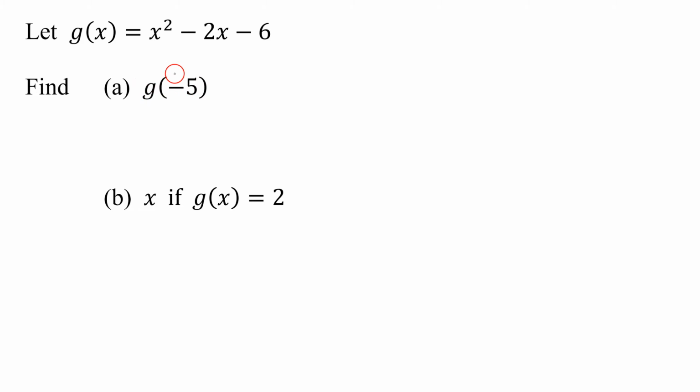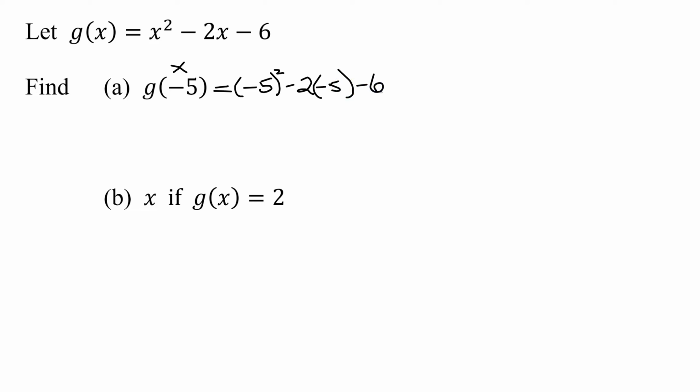Well, what does this mean? Notice the negative 5 is taking the place of x. So all this is asking us to do is evaluate g of x when x equals negative 5. So all I have to do is replace this x and this x with a negative 5. So g of negative 5 equals x squared, so that's going to be negative 5 all squared minus 2 times x, which is negative 5, minus 6.